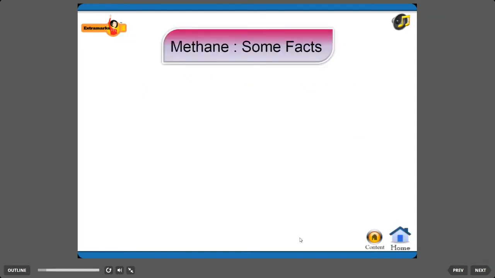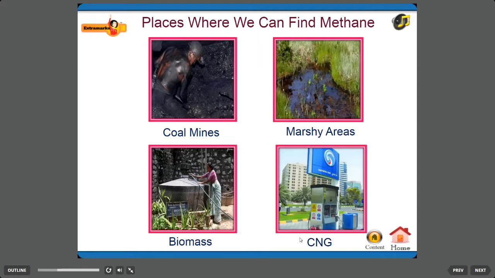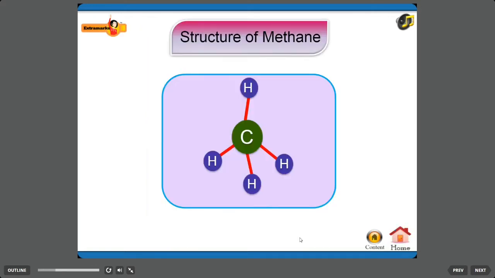After learning some general facts about alkanes, we will gain more knowledge about methane, the first member of alkane homologous series. The chemical formula of methane is CH4, and it is commonly known as marsh gas. Methane is the major component of natural gas, which is about 87% by volume. Coal mines, marshy areas, biomass and CNG are some important sources of methane. Look at the structure of methane. It has a tetrahedral geometry and the angle between H, C and H atoms is 109.5 degrees.